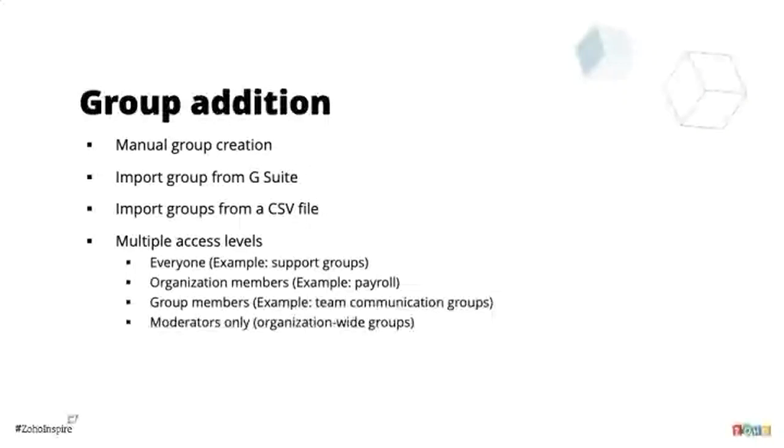Here again, you can see the multiple access levels that are available with groups. So like I said, you can either let everyone send emails to the group, or you can let only organization members send emails, or you can allow only members who are part of the group to send emails, or finally you can allow only the moderators that are available to send emails. The functionalities for each of these access levels have also been mentioned along with the groups.